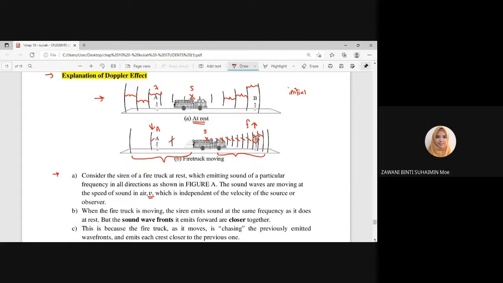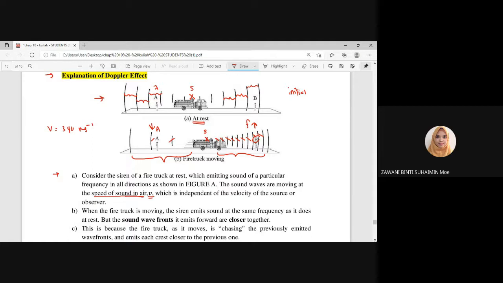So maksudnya bila kenderaan tersebut ataupun source of sound tersebut tidak bergerak, so dia travel ataupun sound wave tu travel mengikut speed of sound in the air. Okay, dia ada standard value dia. Kalau tak silap saya 340. Okay, speed of sound value dia 340 meter per second.